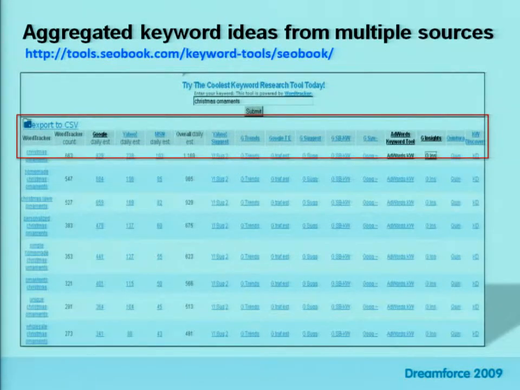What SEObook does, you enter your main keyword, and it aggregates keyword research from a variety of different sources. So you have all the WordTracker keywords. WordTracker powers a lot of different keyword research tools. It gives you the estimated daily search volume on Google, on Yahoo, on MSN. It gives you auto links to Google Suggest. You can look at the keywords on Google Insights. You can look up the keywords on Keyword Discovery. So if you only have 15 minutes and one site to go to, this is the one-stop shop for keyword research.